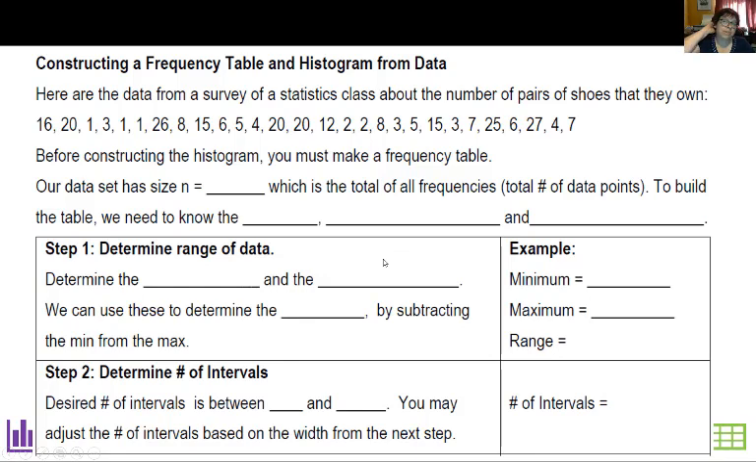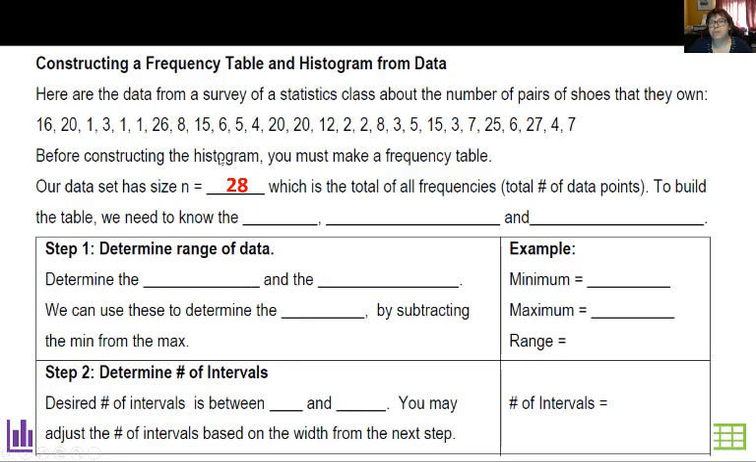So how do we construct a frequency table and a histogram from data? If you don't have either the frequency table or the histogram, what do you start with? Well, first of all, we need to know how many data points we have. If I were to count each point, 1, 2, 3, 4, 5, 6, our data set here has actually 28 different points. This is from a survey about the number of pairs of shoes my students own.